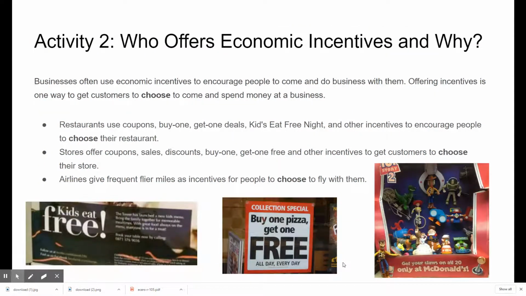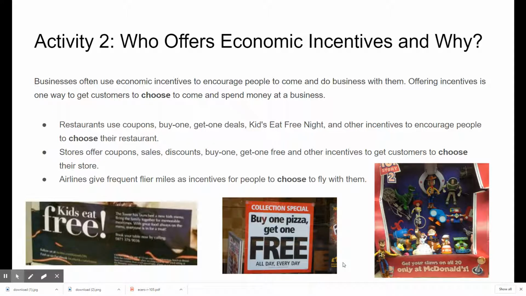Businesses often use economic incentives to encourage people to come and do business with them. So, offering incentives is one way to get customers to choose to come and spend money at a business. That's why they offer you these incentives, because they want you to come and do your business there, and they want you to give them your money.